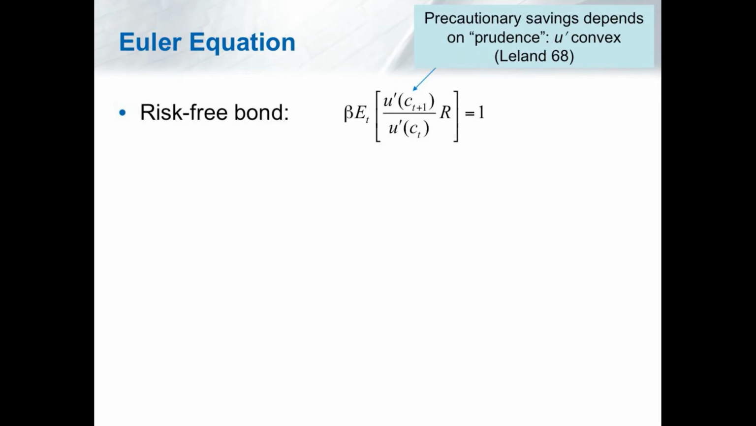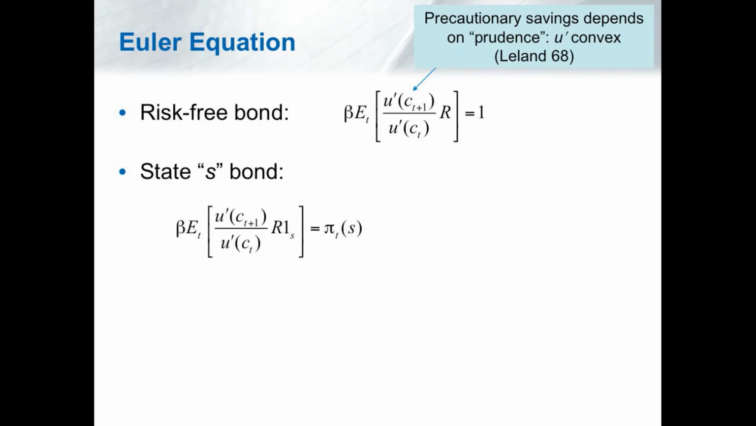But of course, we're not in this world where we just have risk-free saving. We've got state s saving possible. We have state s bonds. And so the Euler equation would become, well, I'm going to basically have the state s bond, I've got to pay the expected value of that. And you can think of this Euler equation holding essentially state by state, right, if we had no frictions.